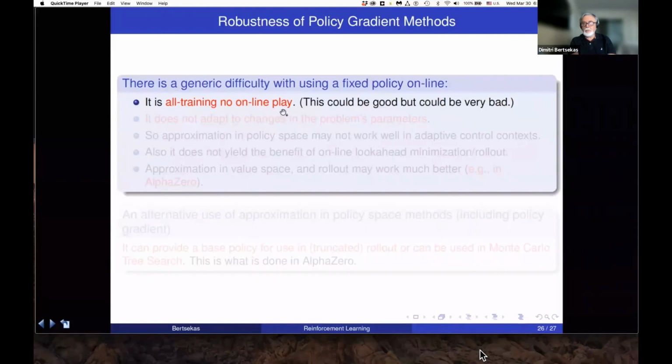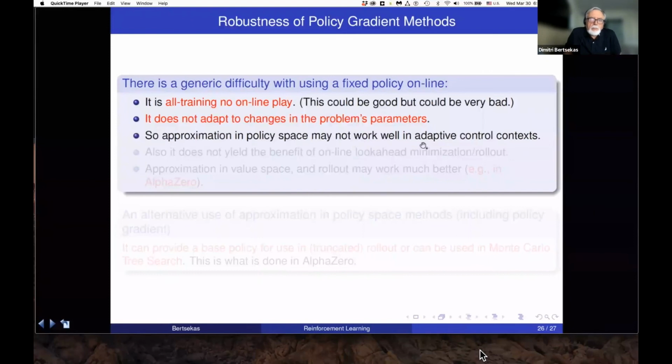That's very good because you compute controls very fast online, and therefore you can deal with very fast timescales of system control. On the other hand, this could also be very bad. For example, this type of policy gradient method, if you take the result and apply it on your system, has no way to adapt to changes in the system's parameters. In other words, it may be good for the parameters that it has seen, but once the problem's parameters change, then it's lost. It doesn't do sensible things necessarily.